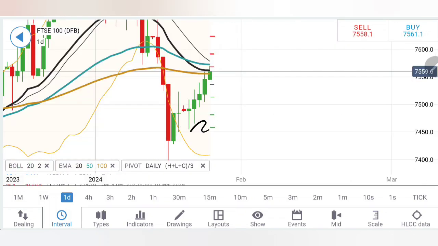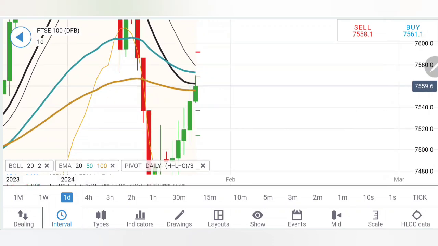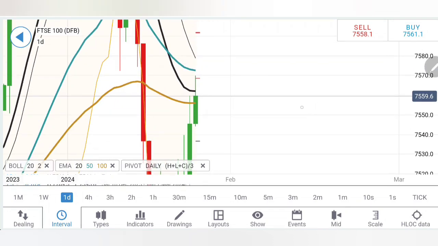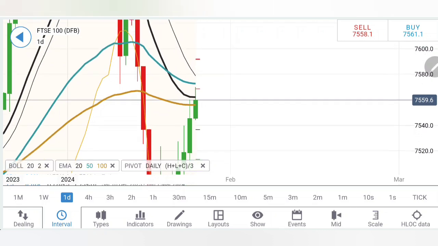Now see, UK 100 on the daily charts trying to rise. It has already achieved the highs of the channel, 7565, 7570 zone. Yes, these are going to remain the first resistance zone. It has beautifully achieved the 20 and 50 period moving average, which has just crossed over.